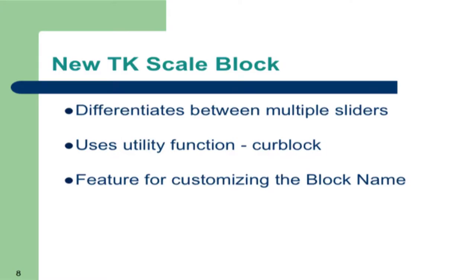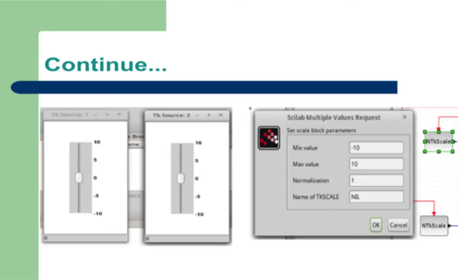So what we did was completely implement a new block for this purpose. You can see we have implemented a field where we can give a label and enter the name. And by default, even if we don't give a name, the blocks are differentiated automatically.